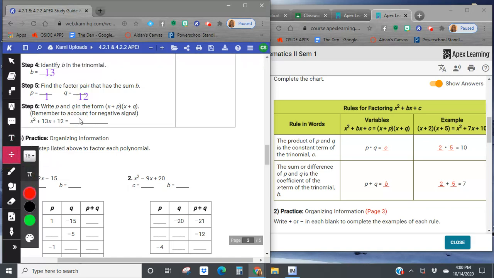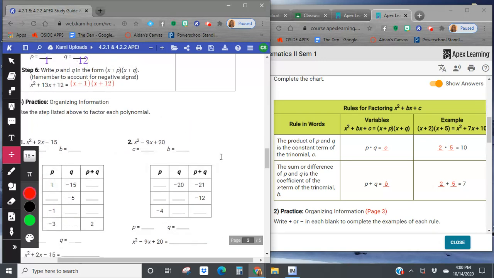Here, so we're going to write parentheses, x plus 1 and x plus 12. And those are my two factors, known as the p and the q.